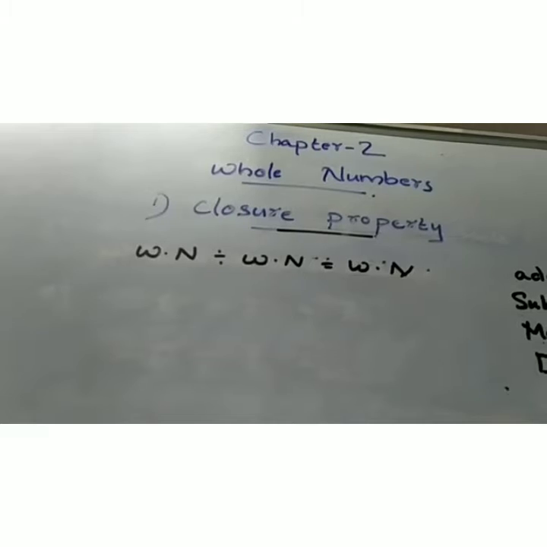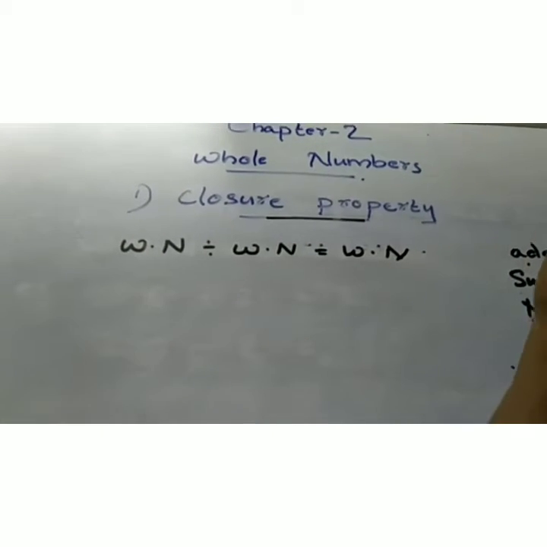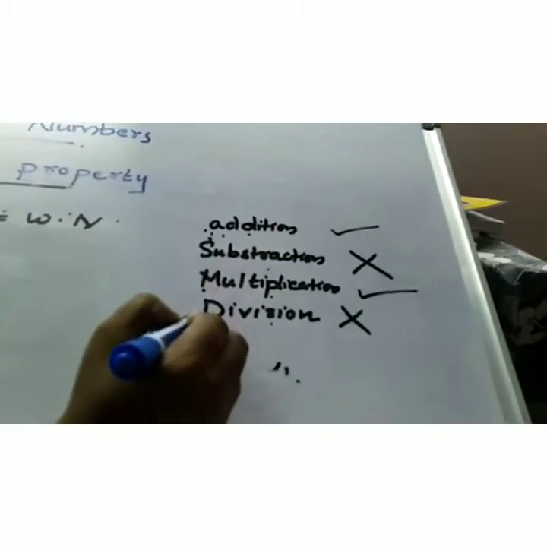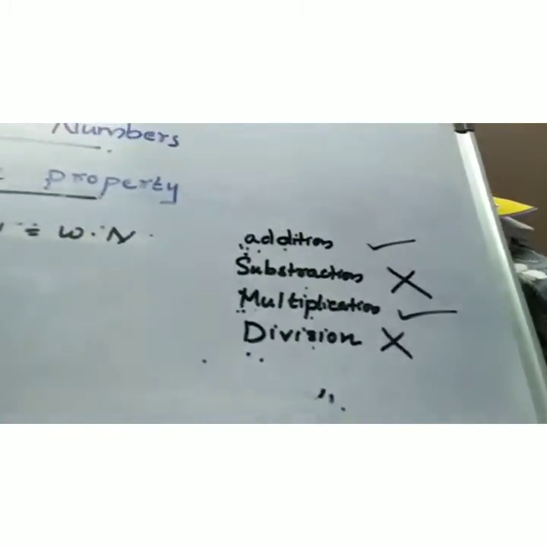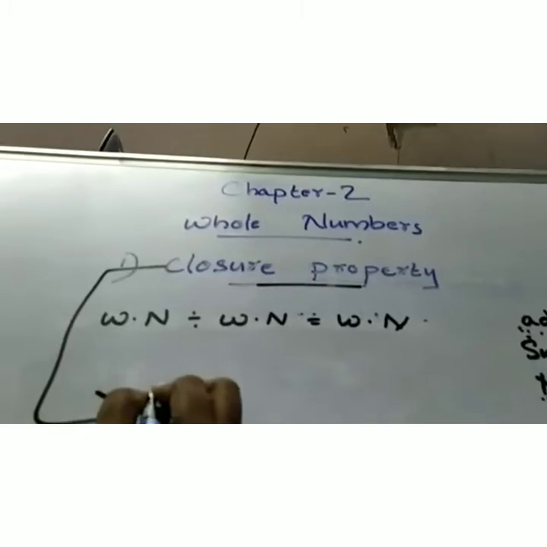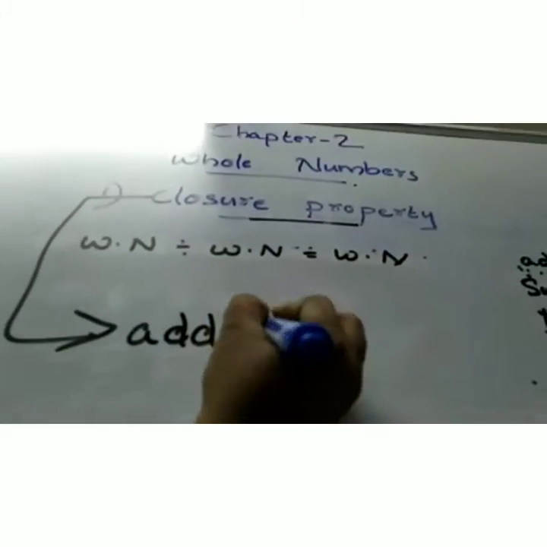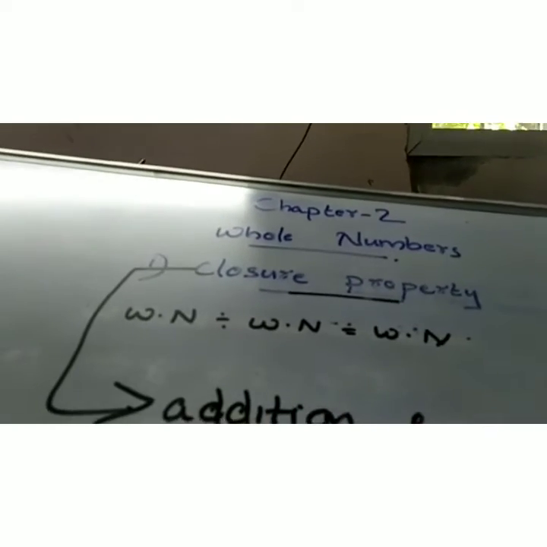That means the whole numbers are closed under addition and multiplication. Whole numbers, you have to remember this. The whole numbers are closed under addition and multiplication.